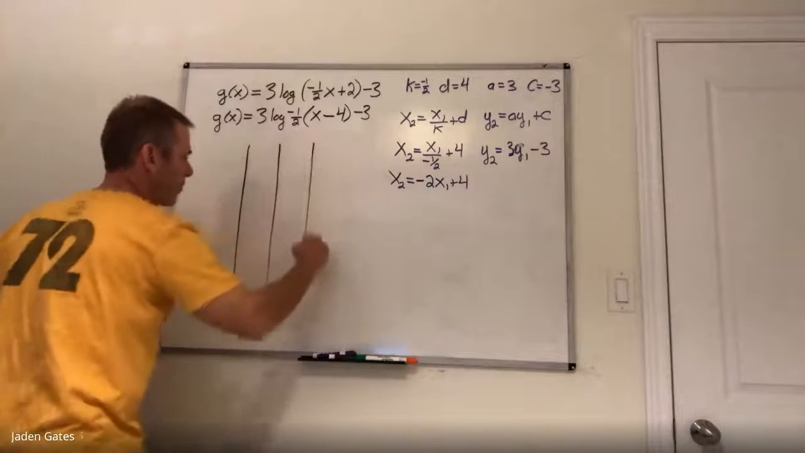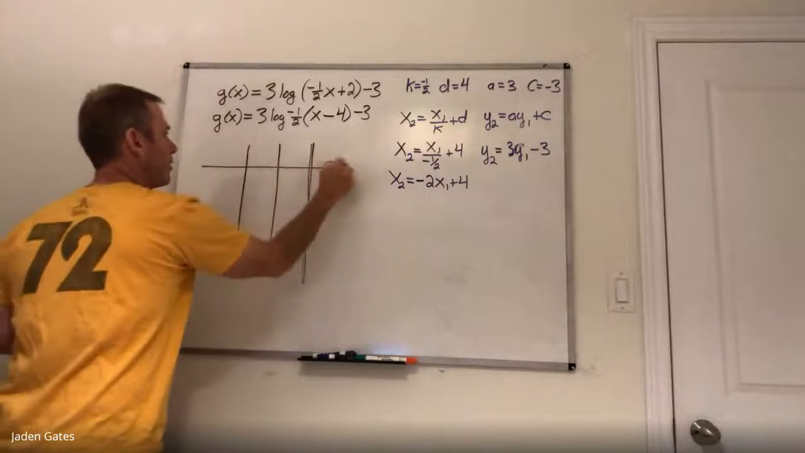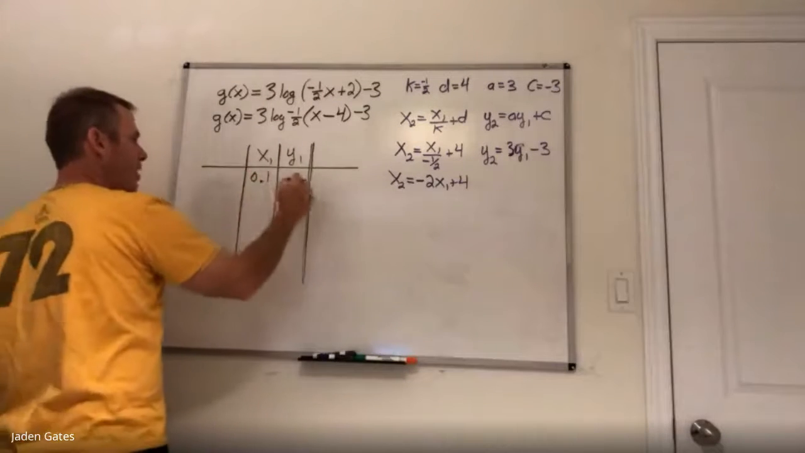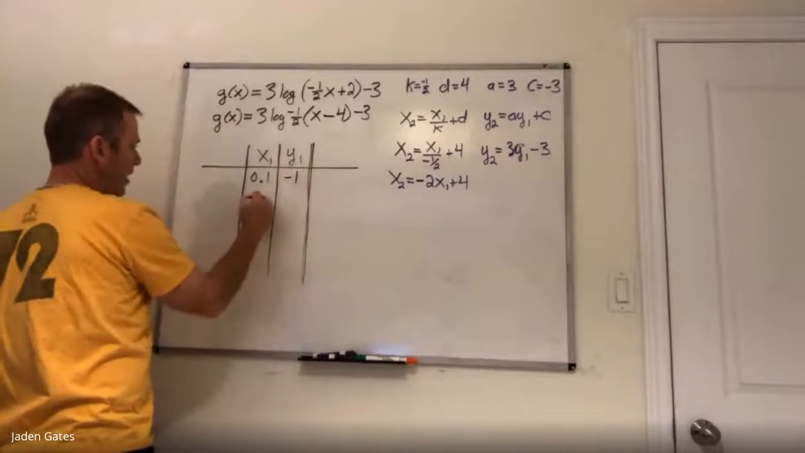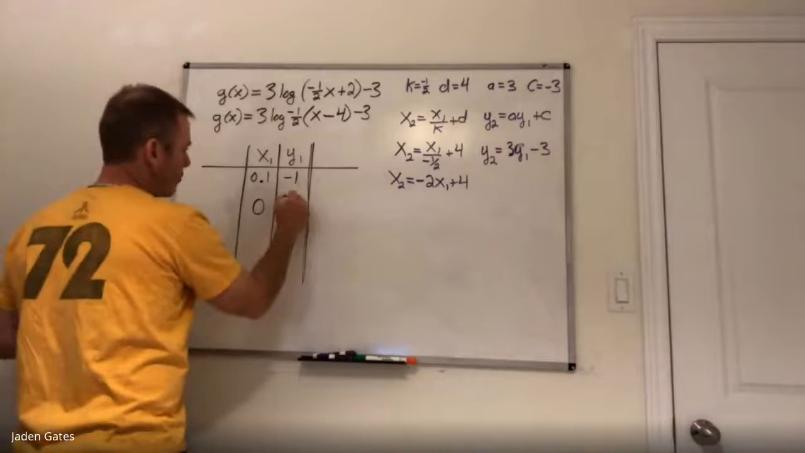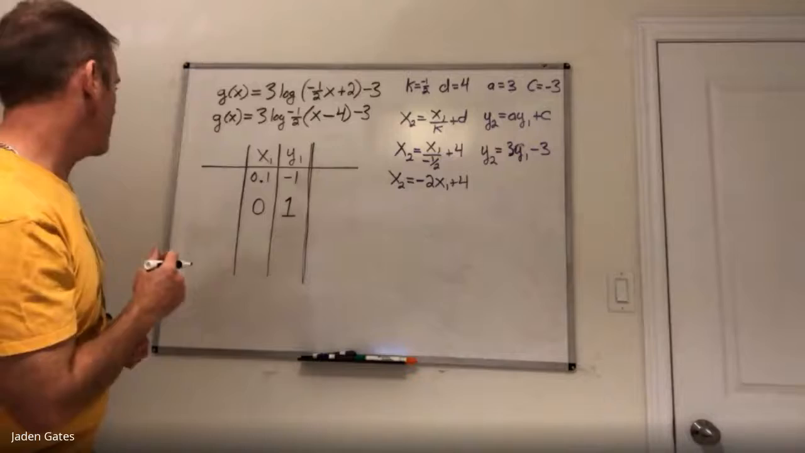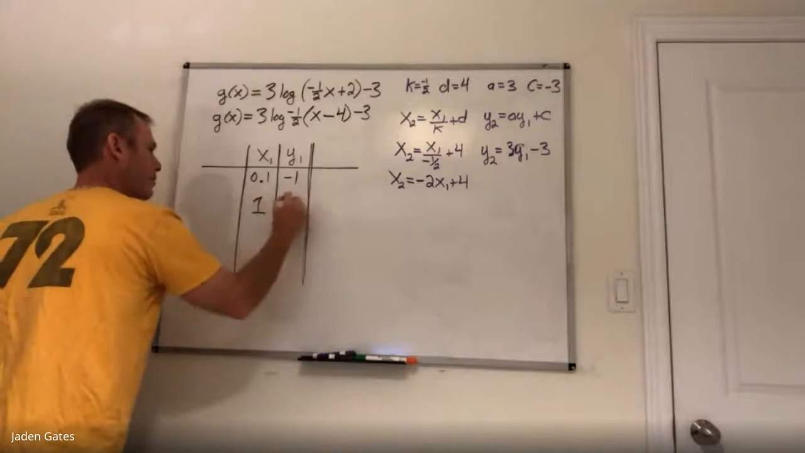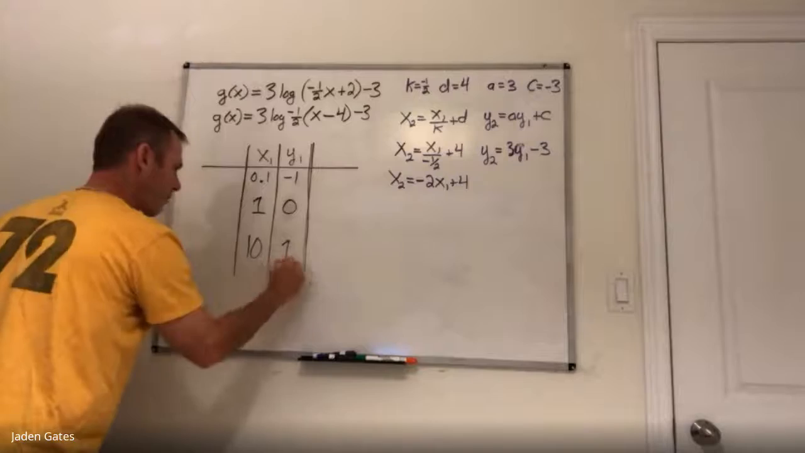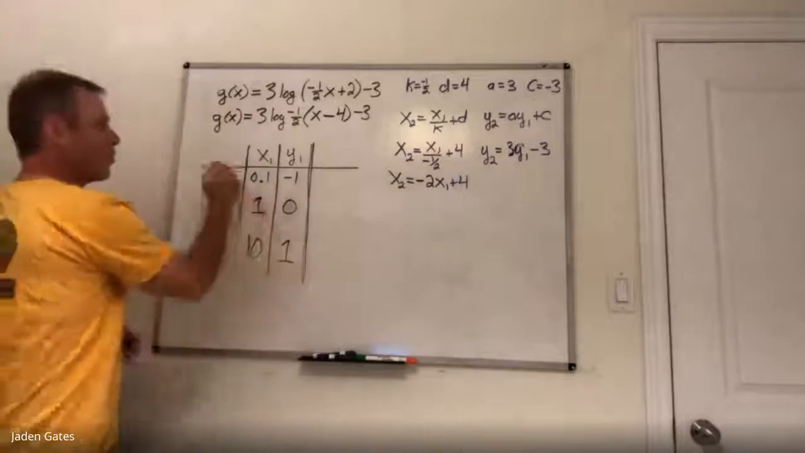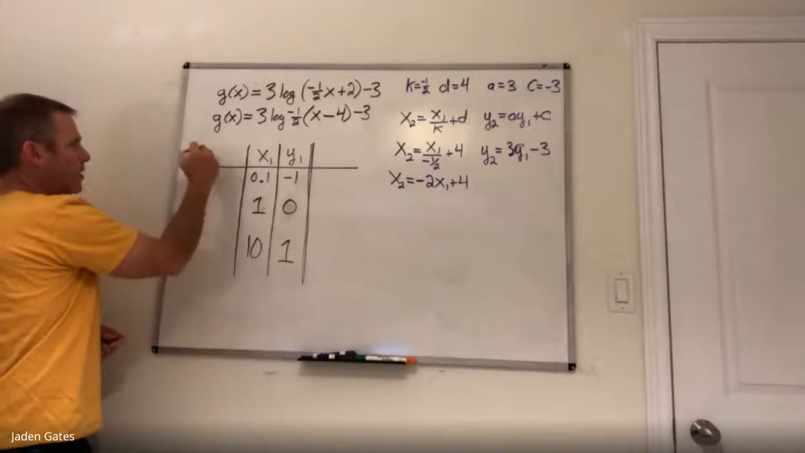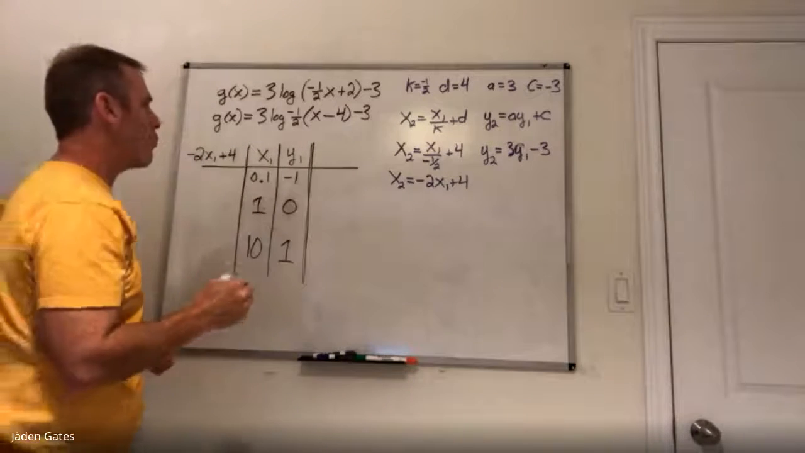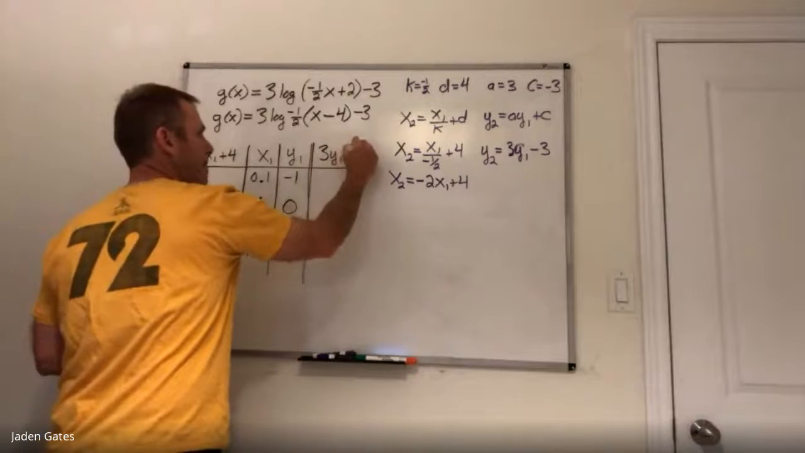Get my transformed points, right? Do my calculations. So I've got my x1, y1. Those are my original points. Again, x is 0.1, y is negative 1. We have x is 1, y is 0. No, sorry, got those backwards. Always thinking exponents. And then 10, then we have a 1. All right, and again, I'm just going to copy those equations in. So to find my transformed x coordinates, I got negative 2 times the x1 value plus 4. And to find my transformed y coordinates, I got 3 times y1 minus 3.